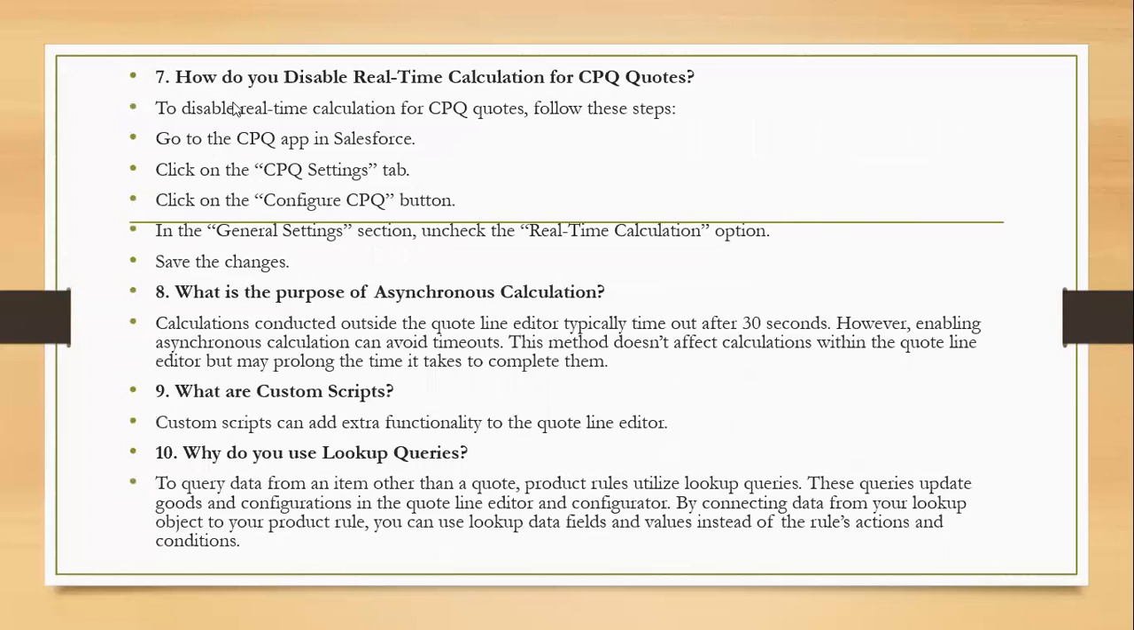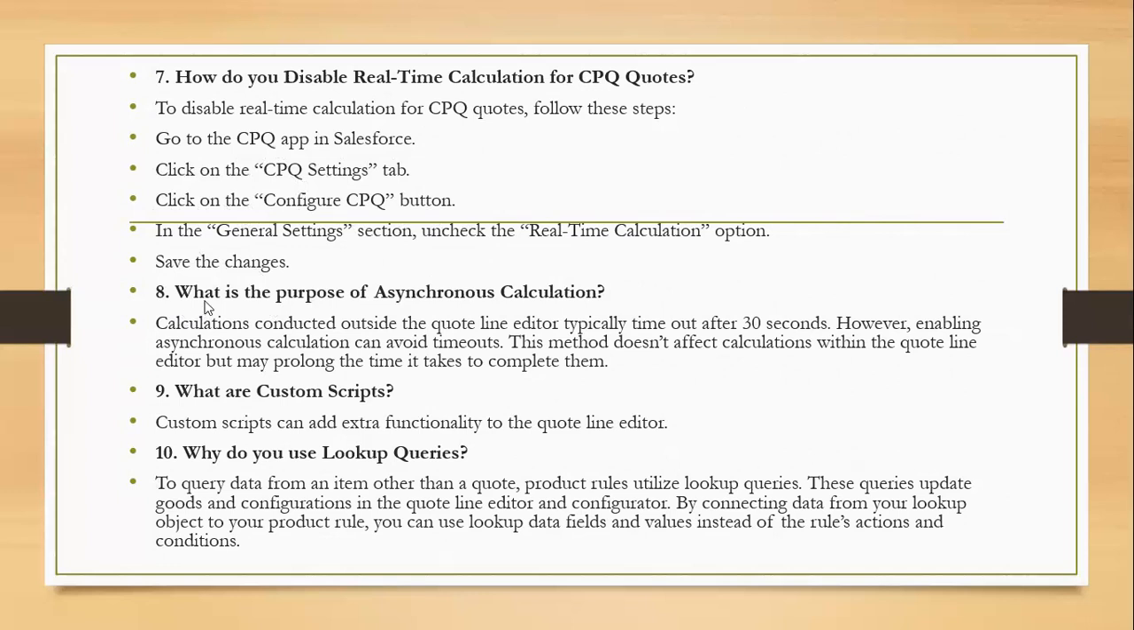Next question: how do you disable real-time calculations for CPQ? To disable real-time calculation for the CPQ quote, follow these steps. Go to the CPQ app in Salesforce. Click on the CPQ Settings tab. Click on the Configure CPQ button. In the general settings section, uncheck the real-time calculation option.